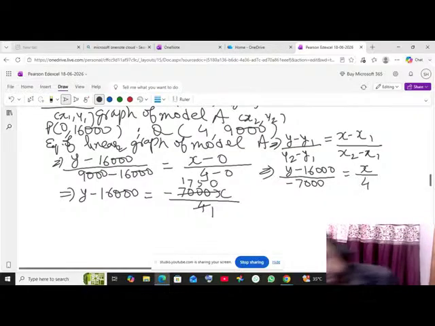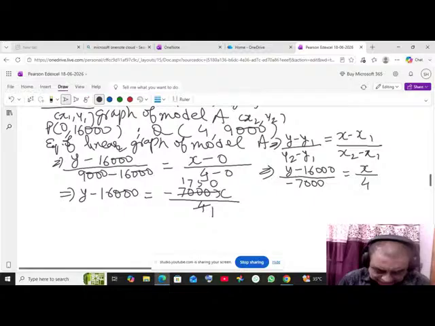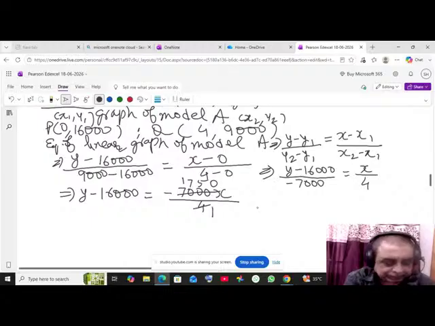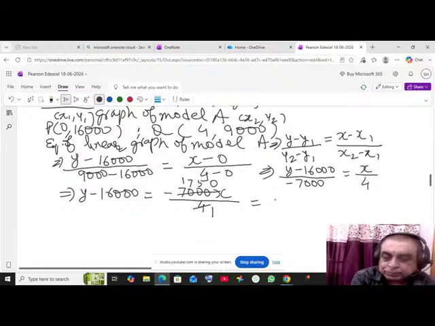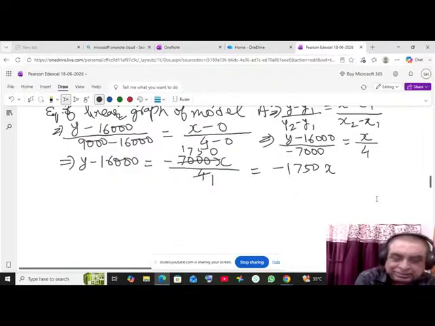Let us check whether I have done the division right or not. I am checking it. Okay, 1 second. So this is 7,000. Okay, 7,000 divided by 4 is 1,750. Okay, that is right. So this becomes equals to minus 1,750x.